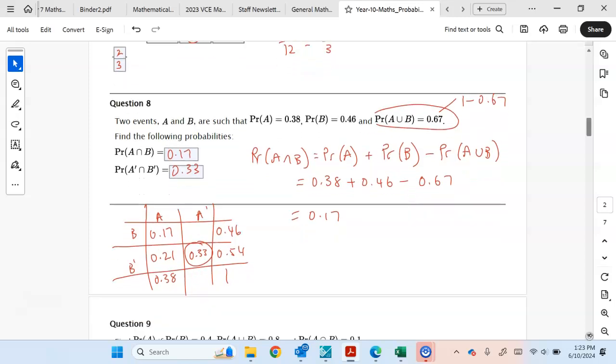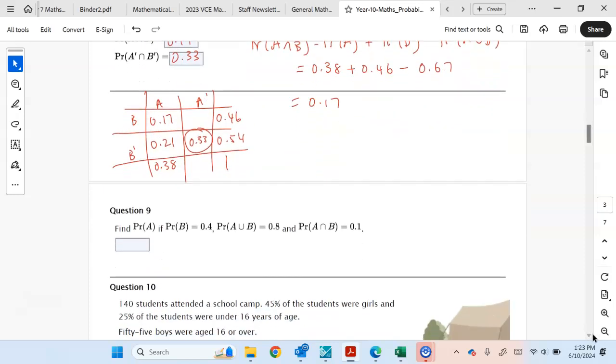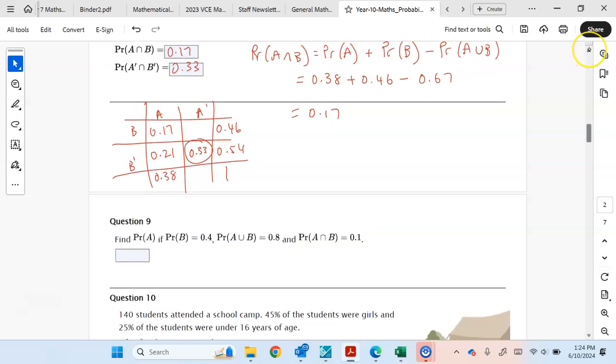All right, scrolling along. Find the probability of A given the probability of B, A or B, and A and B. So here, again, you're going to use the addition rule, which I wrote up at the top. So let's just fill it in. I'm not going to rewrite the addition rule. The probability of A is what we want, so let's just call it X. Or you could write probability of A if you want.